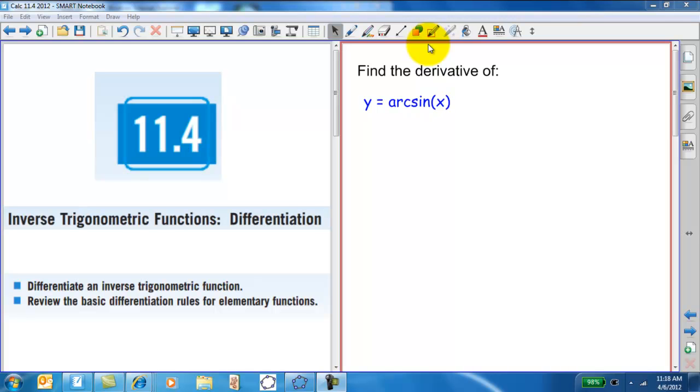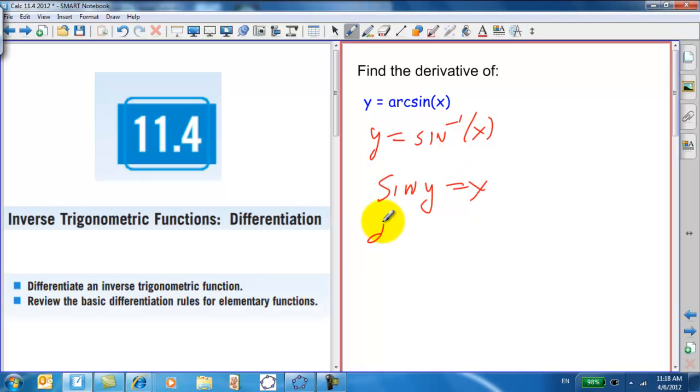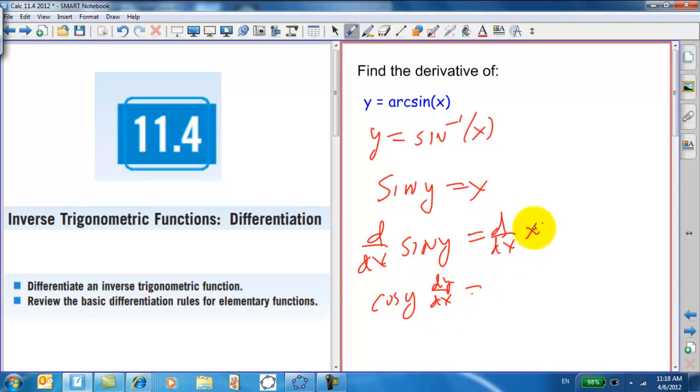Let's first of all see where these come from. Y equals inverse sine of x, which means the same thing as arc sine of x. So you get sine y equals x, and now we can do implicit differentiation to figure out what this derivative is. So I took the derivative of both sides with respect to x. The derivative of the sine is the cosine. Then notice you get dy dx because you have to take the derivative of the inner function. The derivative with respect to x of x is just 1. So we get dy dx equals 1 over cosine y.